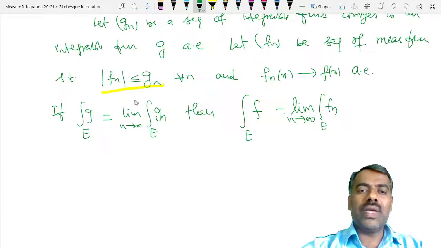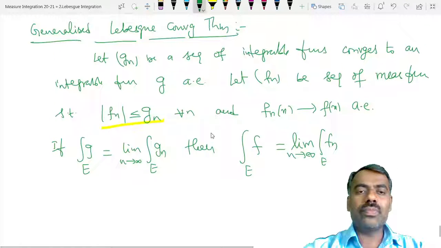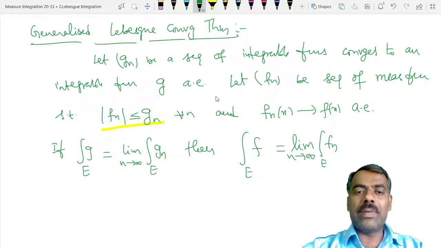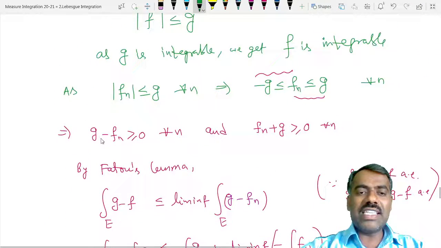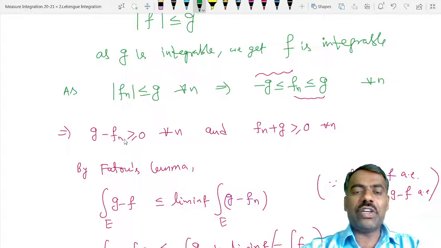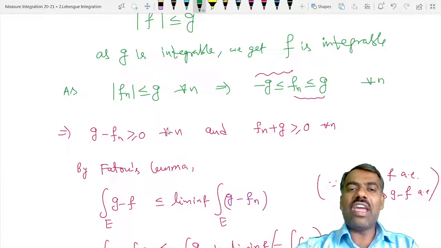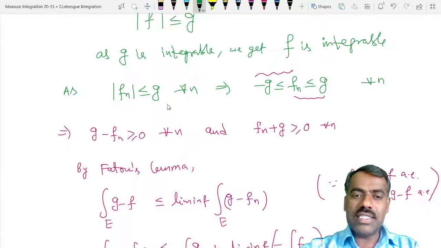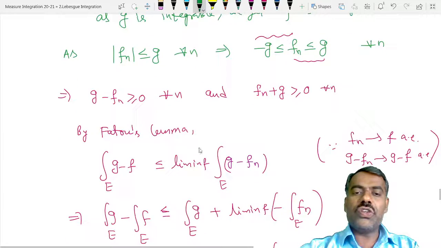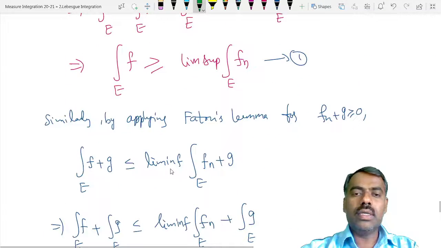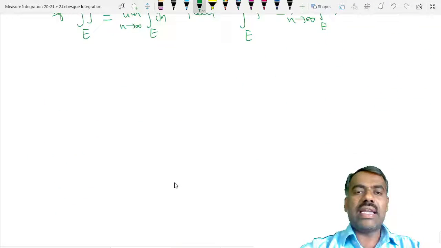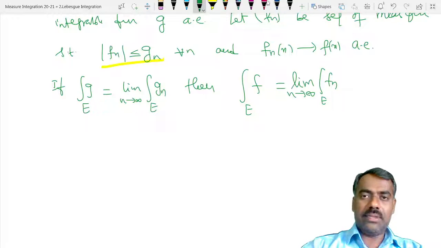What is the proof, and where will these changes come? Because each gn is integrable, the proof is the same wherever g is there. Here, in place of g minus fn, what will you get? gn minus fn, because fn is less than or equal to gn. So you will get gn minus fn. Is that clear? So you apply Fatou's lemma, you get... I will write a hint here, and you can complete that.